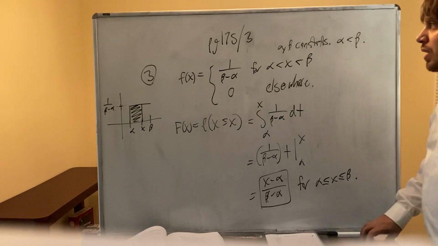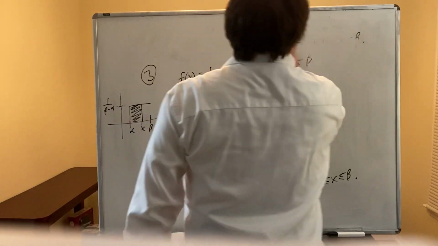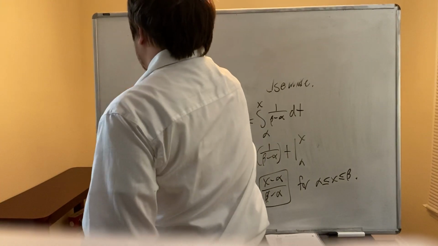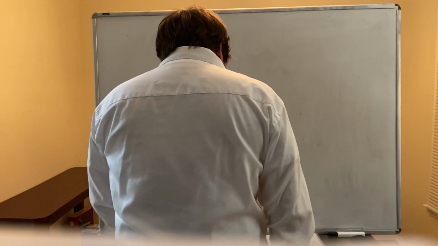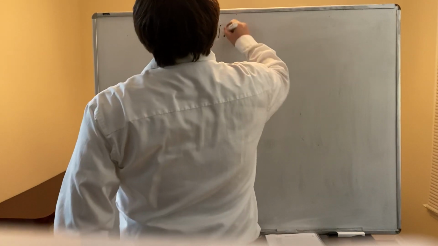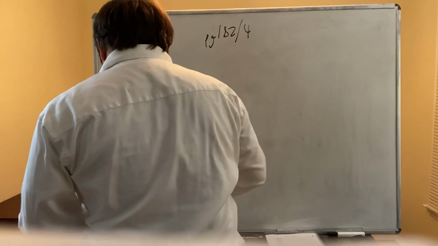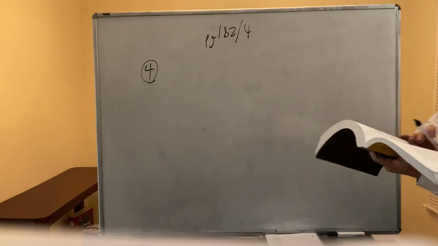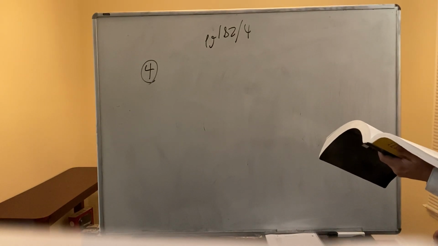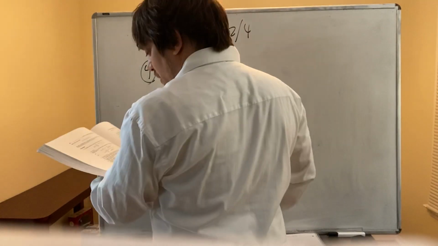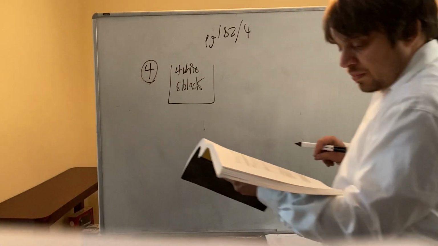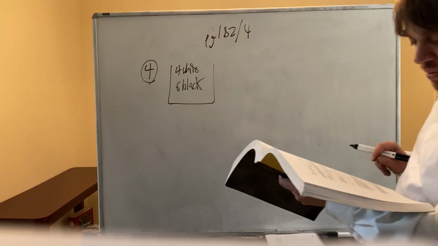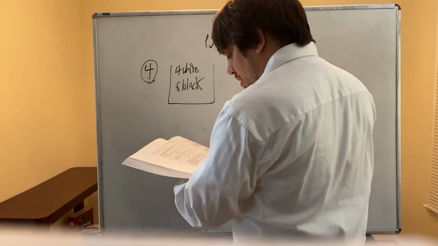Okay, next one. Page 182, number 4. If a set of 3 balls is selected at random from a box containing 10 balls, 4 are white, 6 are black, what is the expected number of black balls in the set of 3? So we're going to choose 3 out of these 10 balls, and what is the expected number of black balls?